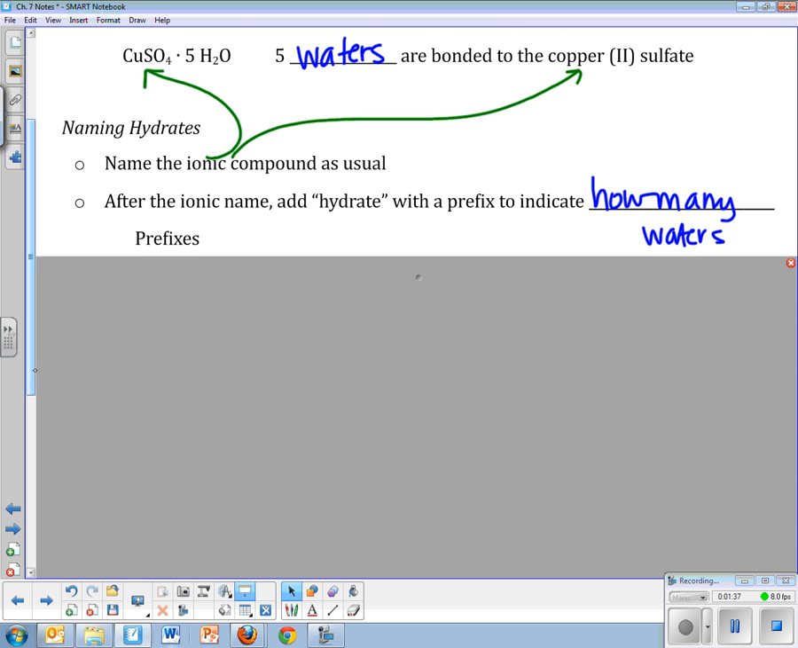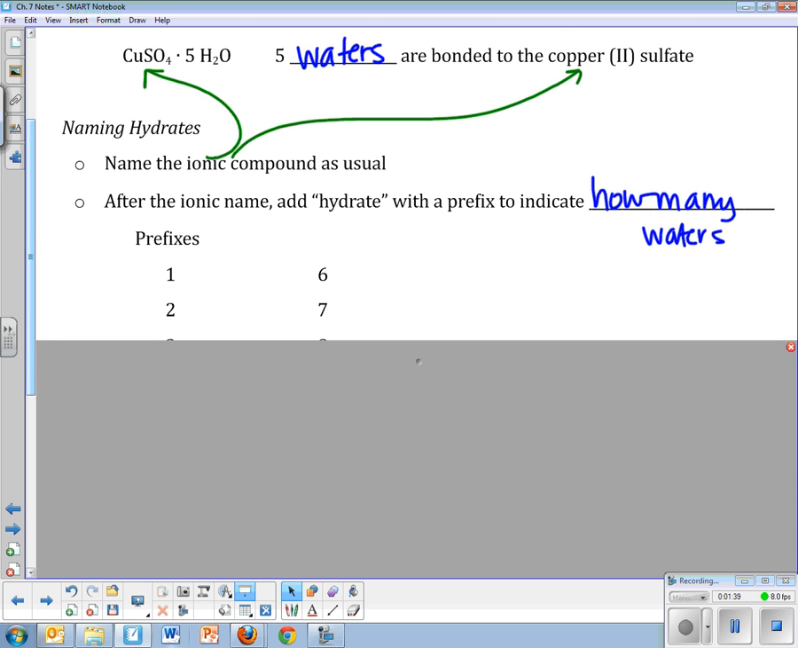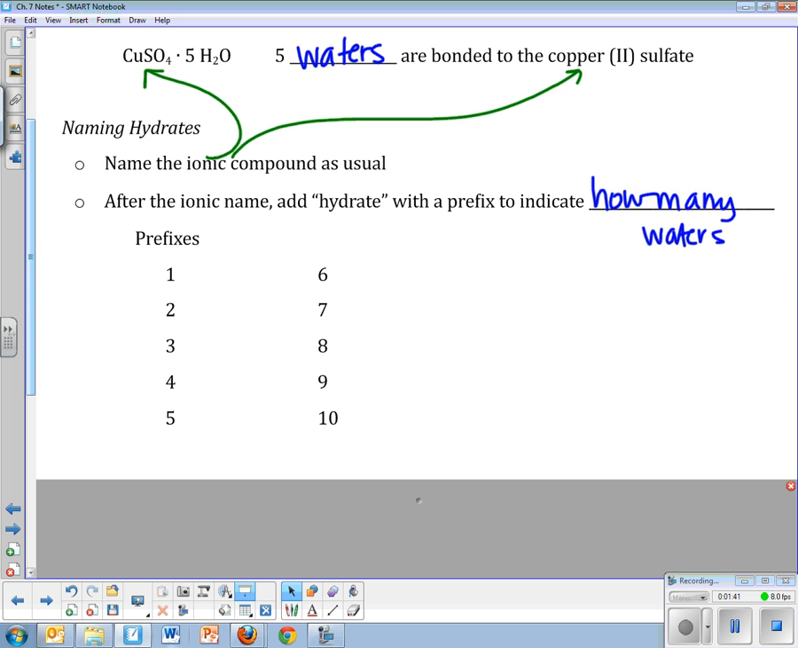So you need to know what these prefixes are. And these are the same prefixes you'll actually use later on in naming molecular compounds. So it's good to know these. The prefix for 1 would be mono. 2 would be di. 3 is tri. You've probably heard a lot of these before. 4, a lot of students think quad, which is a prefix that does mean 4, but we're going to use tetra, just like we did in our shapes.